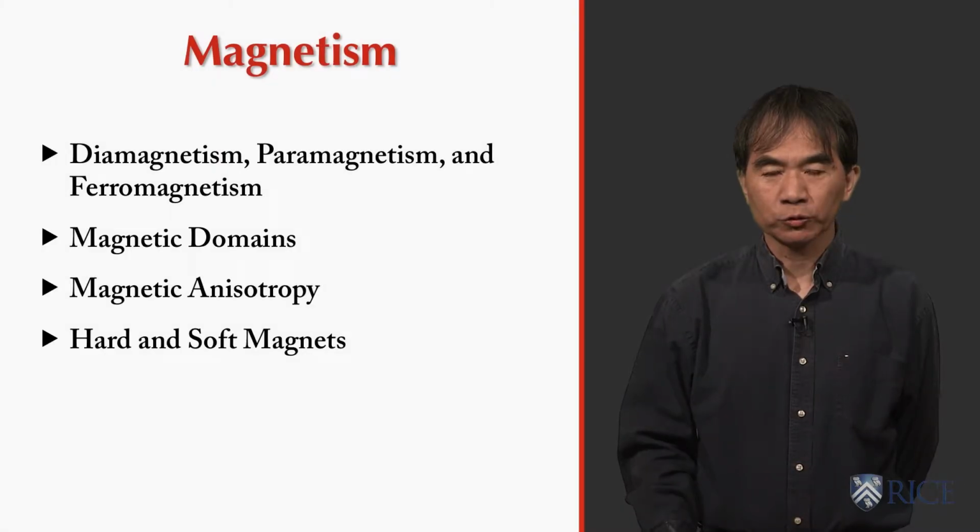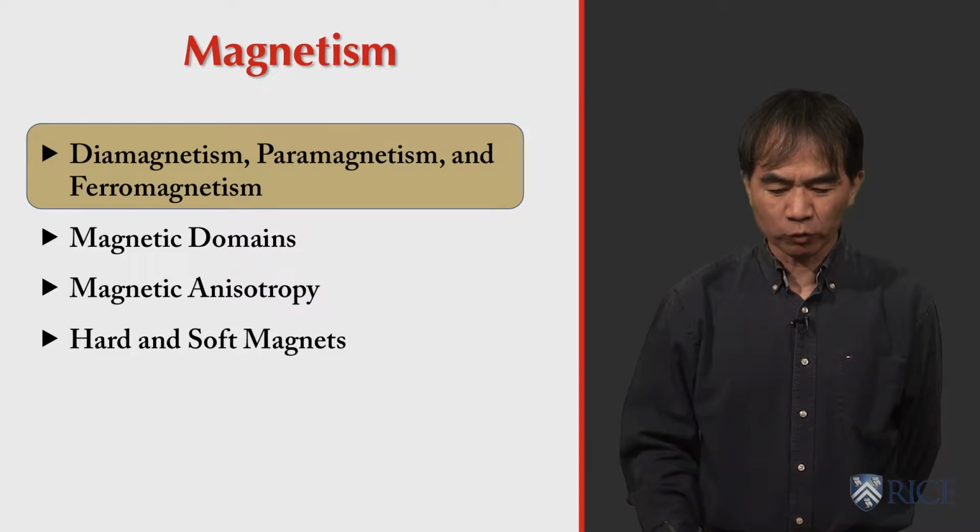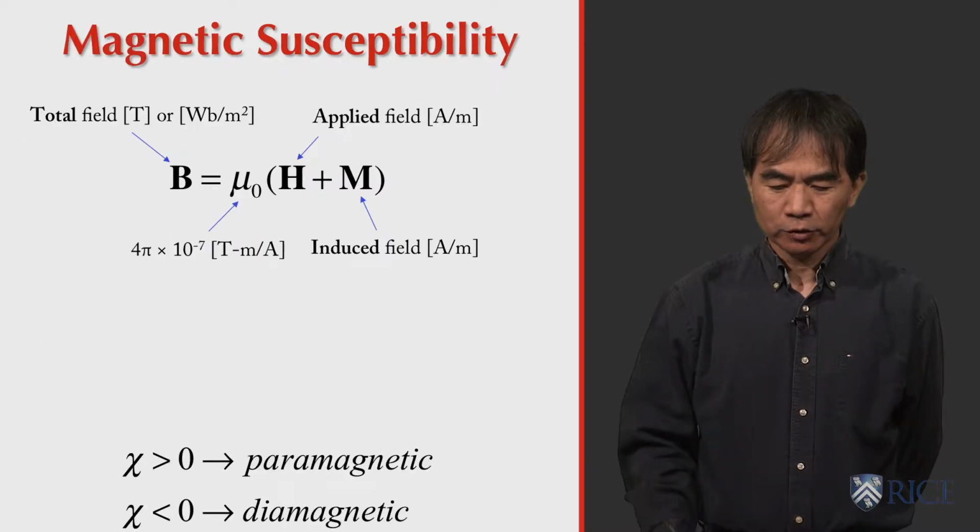This is Module 4, Lesson 1. In this lesson, we'll talk about magnetism. In particular, we'll focus on diamagnetism, paramagnetism, and ferromagnetism. Let's get going. So first, we have to define what is magnetism.